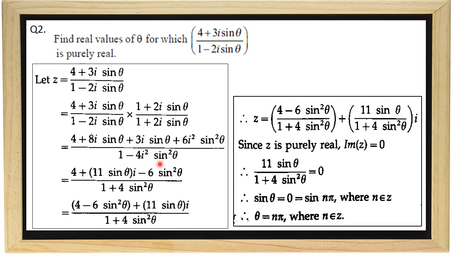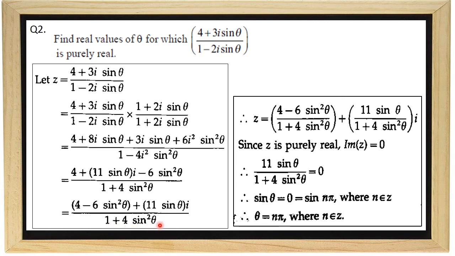Simplifying the numerator, we get 4 + 11i sin theta − 6 sin² theta, because i² is minus 1. The denominator, again using i² = −1, becomes 1 + 4 sin² theta. Now 4 − 6 sin² theta is the real part because it does not contain i, and 11 sin theta is the imaginary part, all divided by 1 + 4 sin² theta.